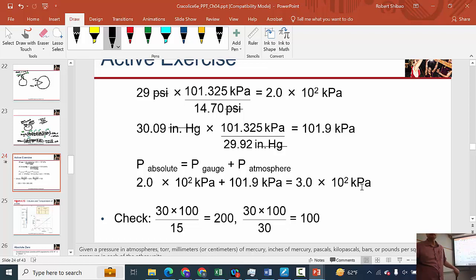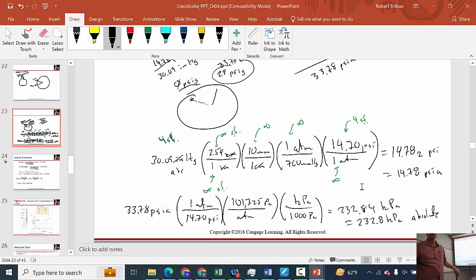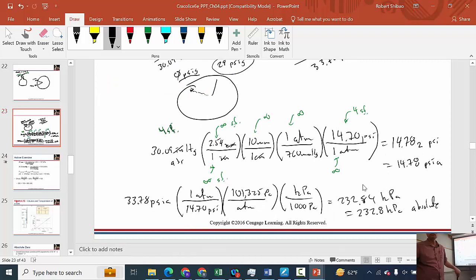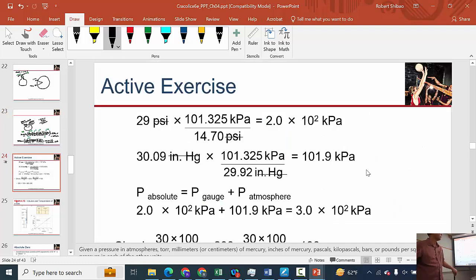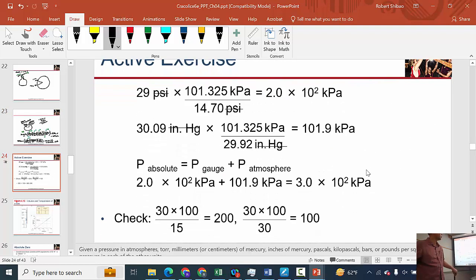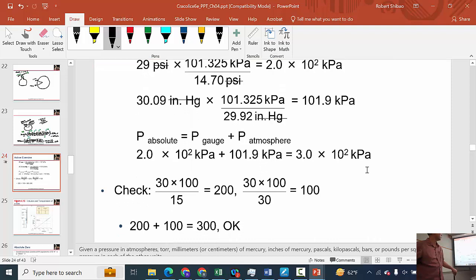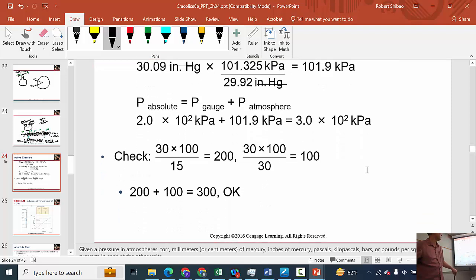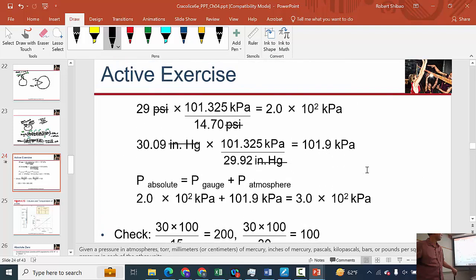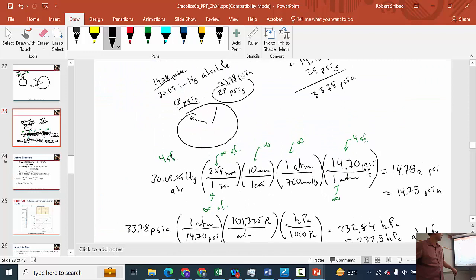Mine was quite a bit off. I got 232. I don't know. But what we want to do is we want to check. So I'd go back and double check my calculations because I could be off.